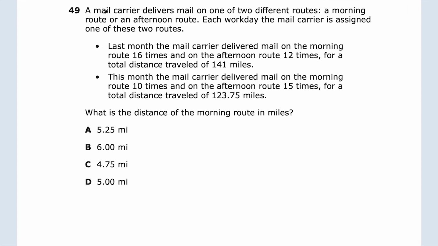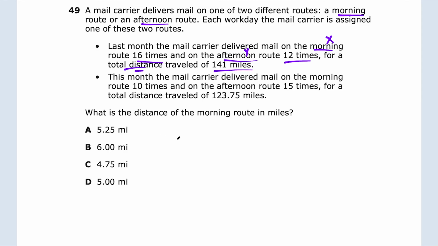Question 49, we have a mail carrier delivering mail on one of 2 different routes. They have a morning route and they have an afternoon route. And each workday, the mail carrier is assigned one of these 2 routes. So last month, the mail carrier delivered mail on the morning route. So let's call the morning route X. So they delivered on the morning route 16 times. And the afternoon route we'll call Y, 12 times for a total distance of 141 miles.